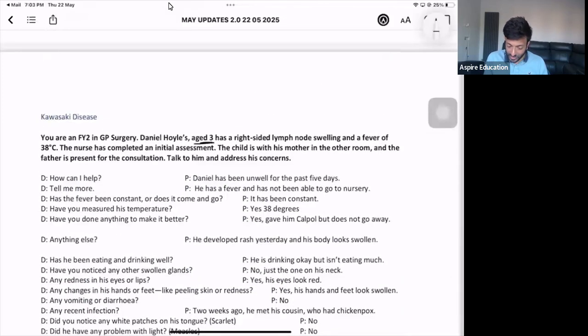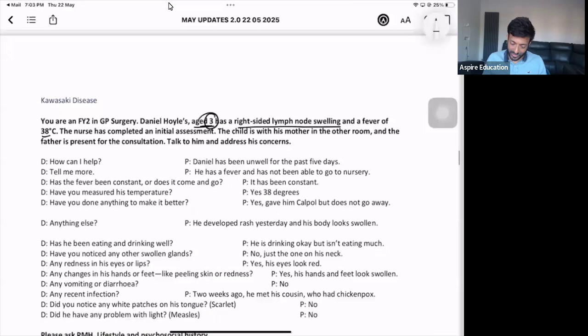patient is 3, had right-sided lymphadenopathy and a fever of 38. So patient is 3. So we said under 5 is Kawasaki. 5 to 15, more of scarlet fever. Ipsilateral lymph node swelling is Kawasaki only. So I think when you see this question, it's going to be very clear for you that you're dealing with Kawasaki only, right? So that's going to make your life easy.